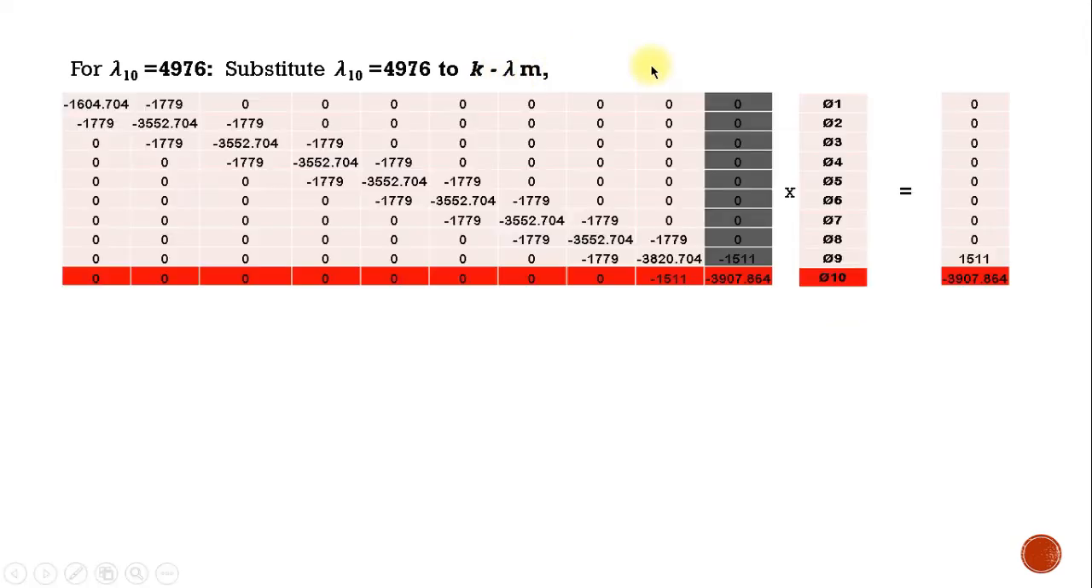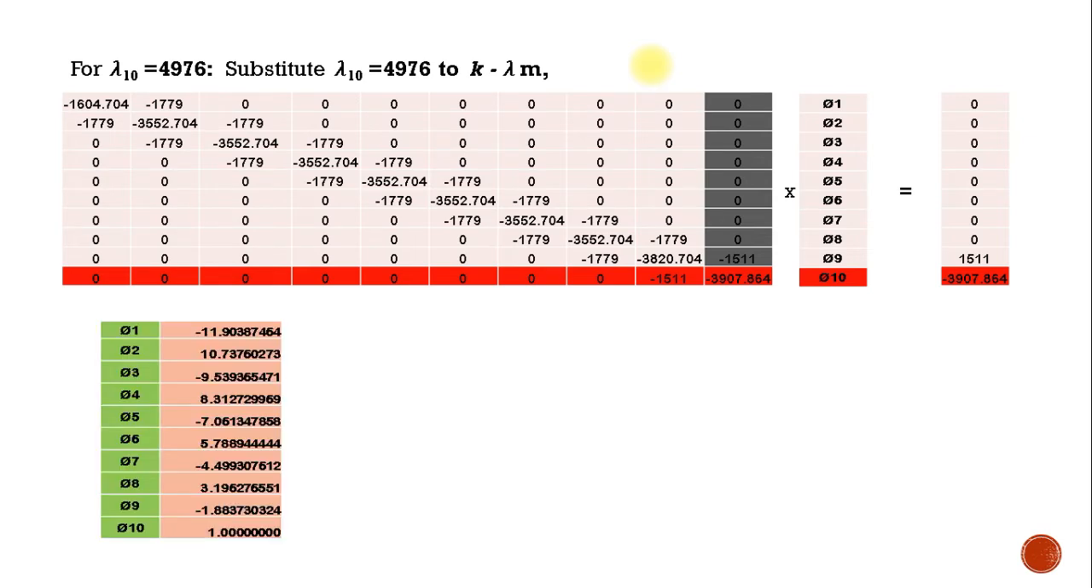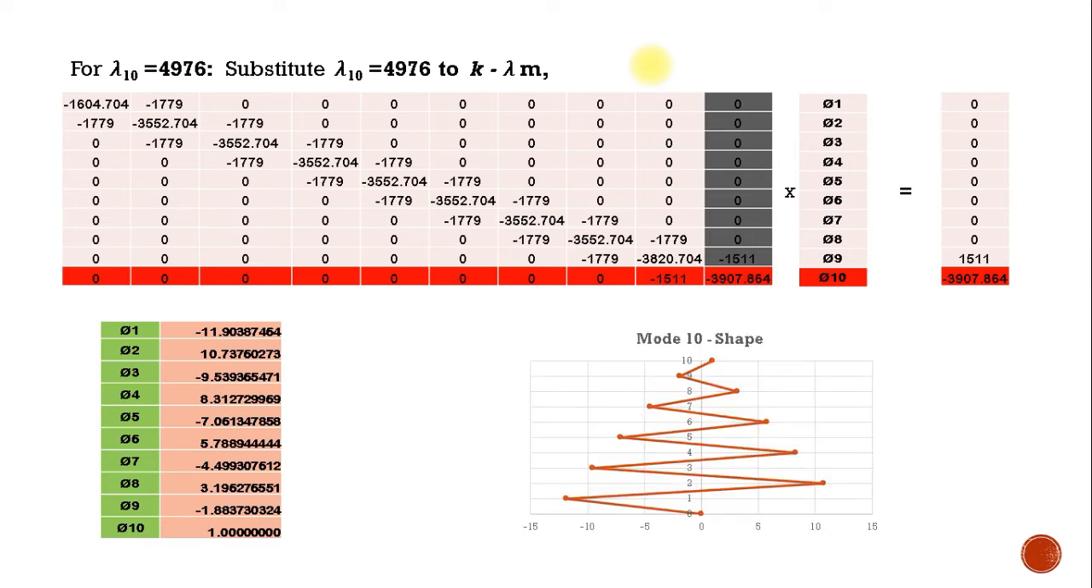And lastly, for mode 10, the eigenvalue is 4976. We substitute it into our characteristic equation, k minus lambda m. The same method as the previous modes applies, so we can get these values for the eigenvectors. If you graph it, this will be the appearance of our graph. It looks like a Christmas tree.